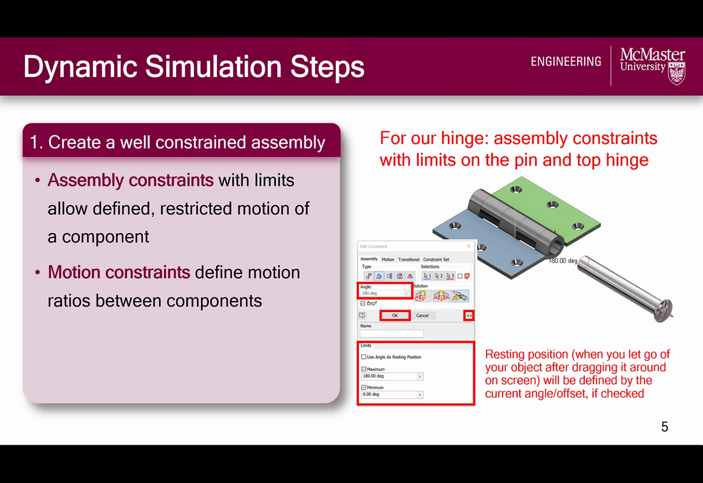So we've applied 2 assembly constraints with limits for this example, which allows individual components to retain some ability to move. In this case, our components move independently, but in some cases we have mechanisms where the movement of one component imposes motion on another, like with a gear train. In these instances, we will need to apply motion constraints to define the motion ratio between components, and we will see this in the gear train example. For now, we have a well-constrained door hinge, which means we are ready to enter the dynamic simulation environment.